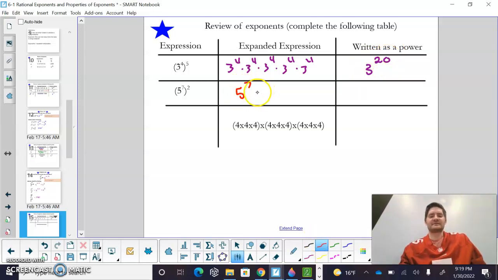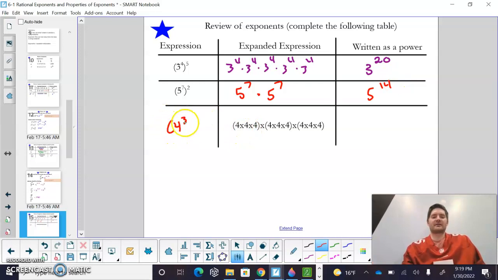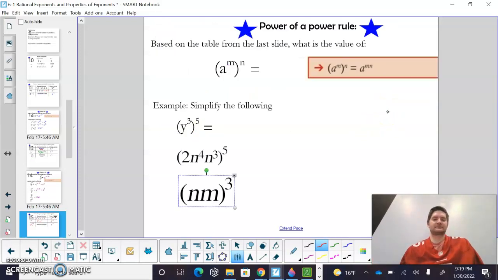And then we're going to do 5 to the 7th times 5 to the 7th, because again, exponents tell us repeated multiplication. So then we're going to add this up. We're going to get 5 to the 14th power. And then this one, we know already on the inside is 4 to the 3rd, and since it's being multiplied 3 times, that's how we write that expression, and then this would give us 4 to the 9th power.